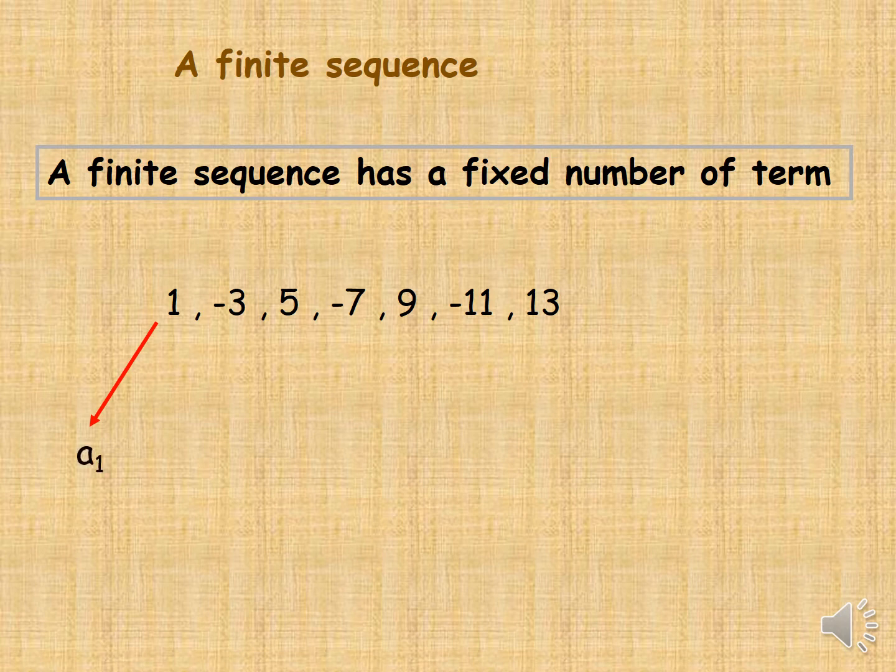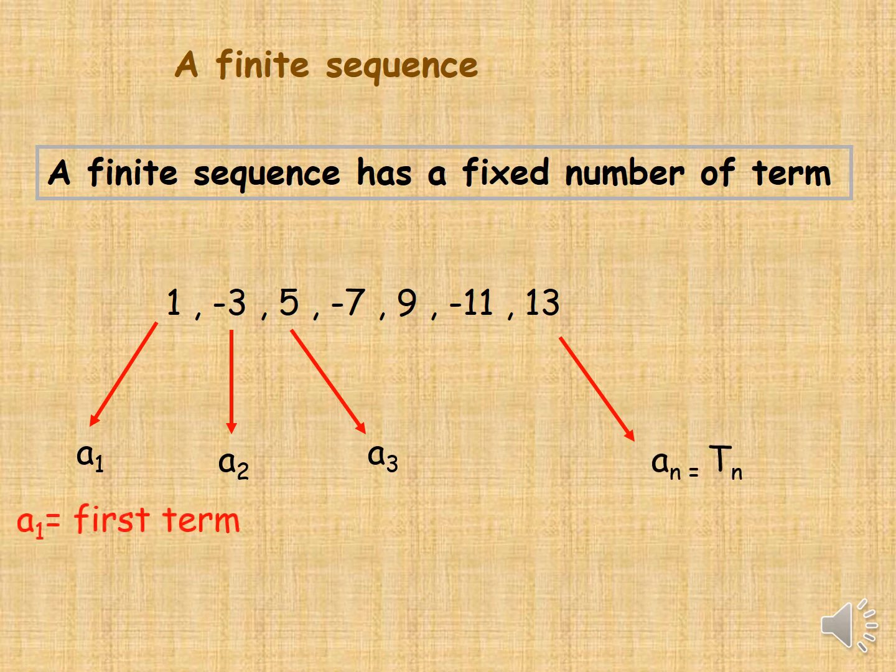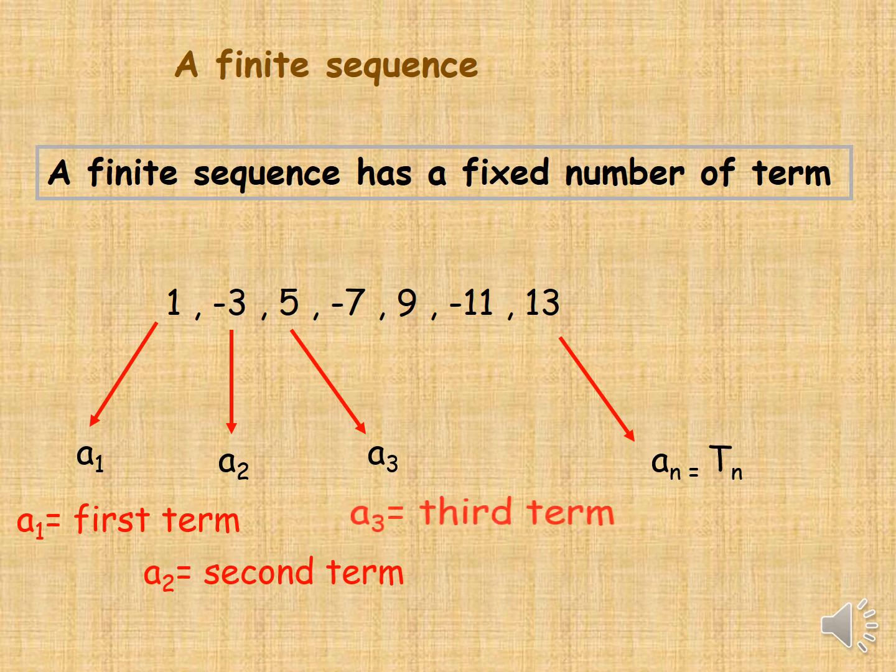A1, A2, A3, AN or TN, where A1 is the first term, A2 the second term, A3 the third term, AN or TN is the nth term.